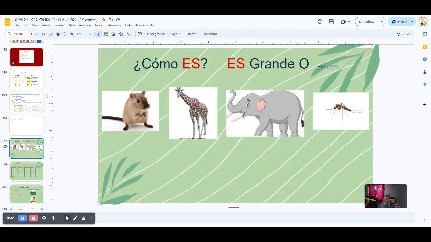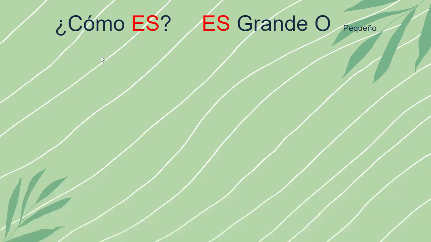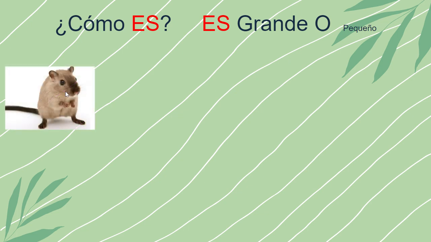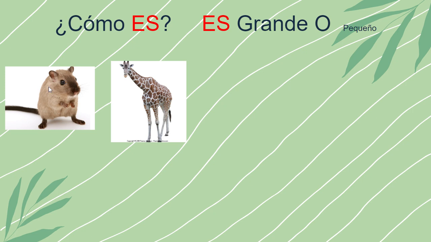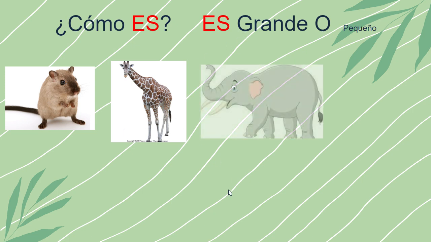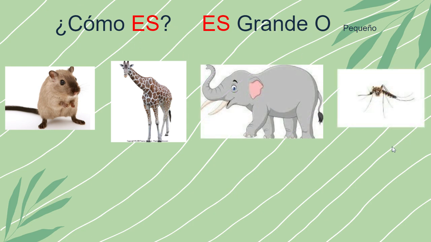So let's practice some adjectives. Let's start with ¿cómo es? Cómo es means how is. Es grande o pequeño? Is it big or small? So you tell me, ¿cómo es? Es pequeño. ¿Cómo es? Es grande. ¿Cómo es? Es pequeño. So we're practicing grande y pequeño.